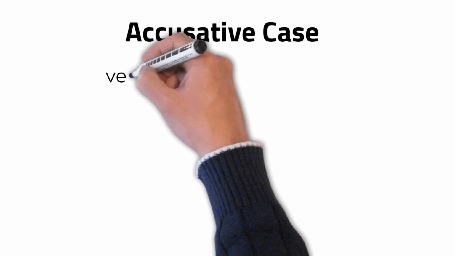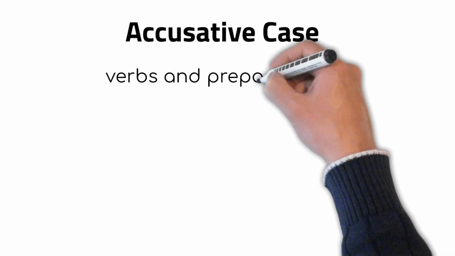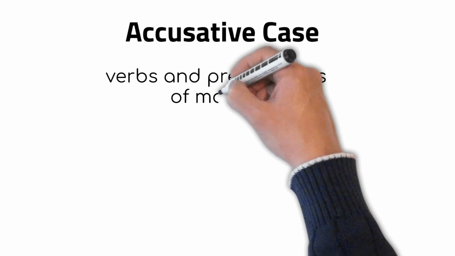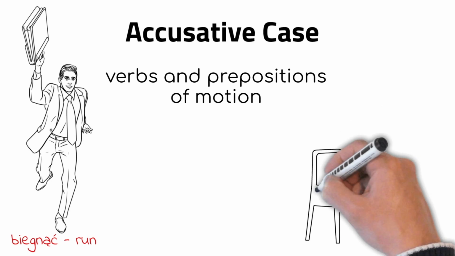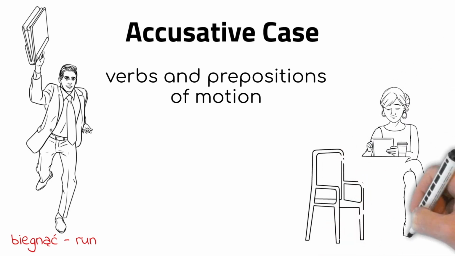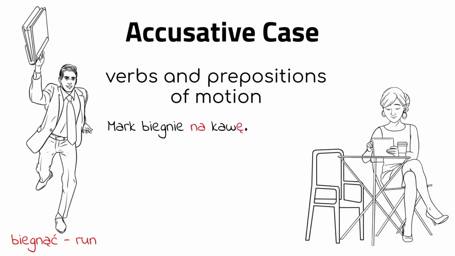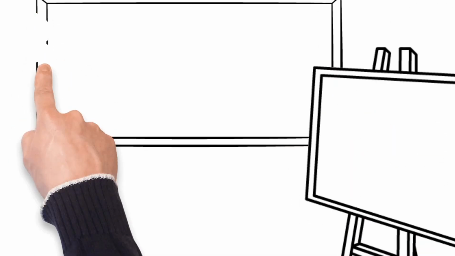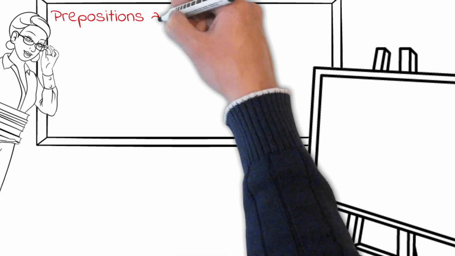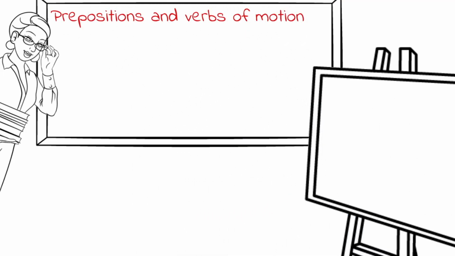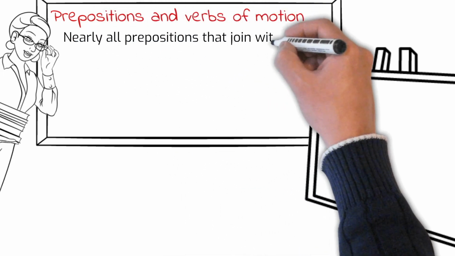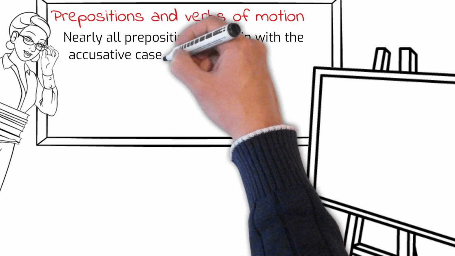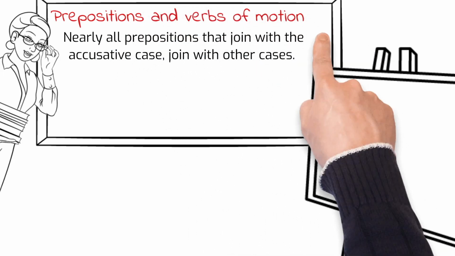Let us now focus on the accusative case and verbs and prepositions of motion. Marek biegnie na kawę. So how do we know that after the preposition na we should apply the accusative case? This is because we use prepositions and verbs of motion. Nearly all prepositions that join with the accusative case join with the other cases.